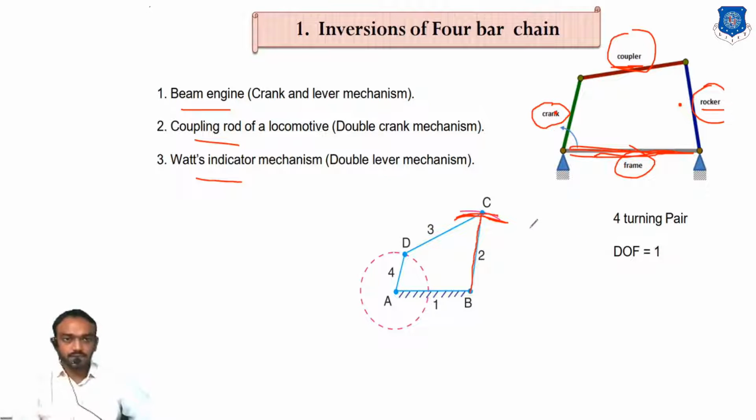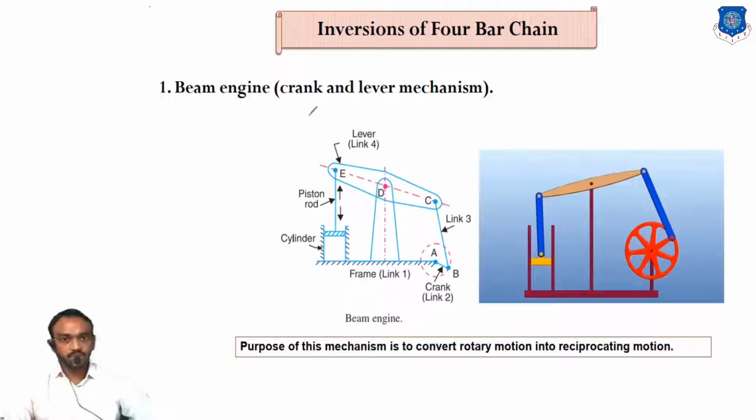So let's start the inversions. The first inversion is the beam engine, crank and lever mechanism. You can see on the screen, this is the beam engine. First of all there is a crank which will rotate. Link number 3 is a coupler here, and link number 4 is a lever. Link number 1 is a frame which is fixed. So we can get the oscillating motion with respect to the rotary motion of the crank.